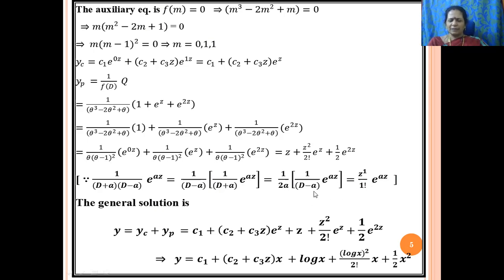Here r is in the form of 1 by d minus a whole to the power of r, right? So here the r value is 1. That is the formula: z power r divided by r factorial into e power az.